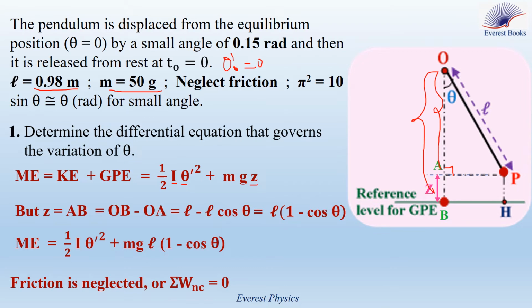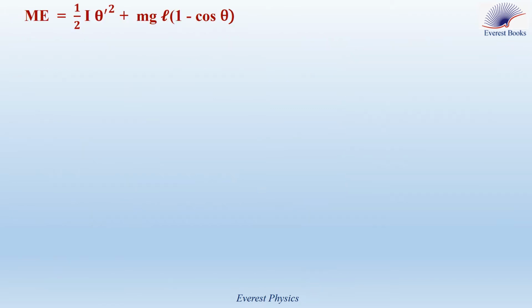But friction is neglected, or the sum of the works done by the non-conservative forces is equal to 0, so the mechanical energy is conserved, or the derivative of the mechanical energy with respect to time is equal to 0. So we have the expression of the mechanical energy 1/2 I theta prime squared plus mgL into 1 minus cosine theta. Differentiate both sides of this equation with respect to time. So dME by dt is equal to 0 because ME is constant.